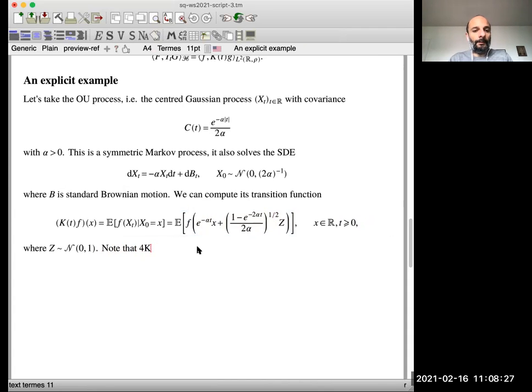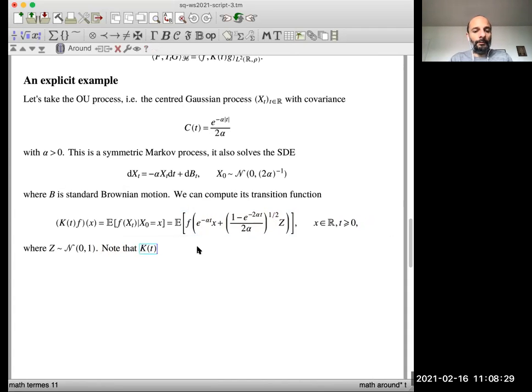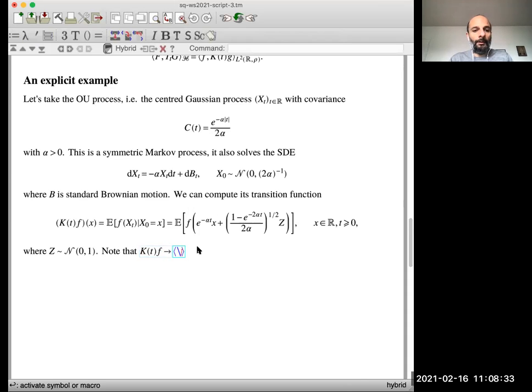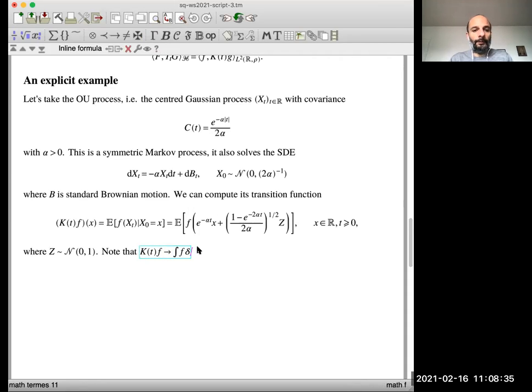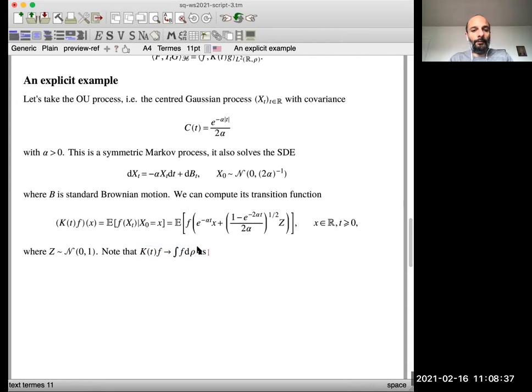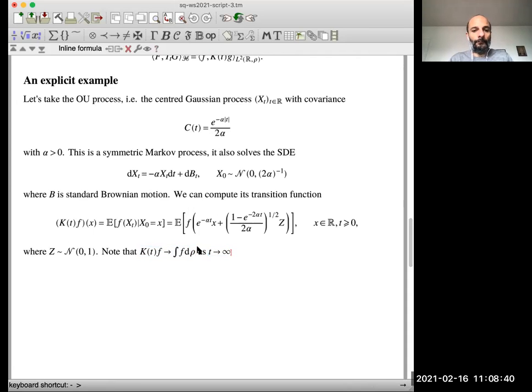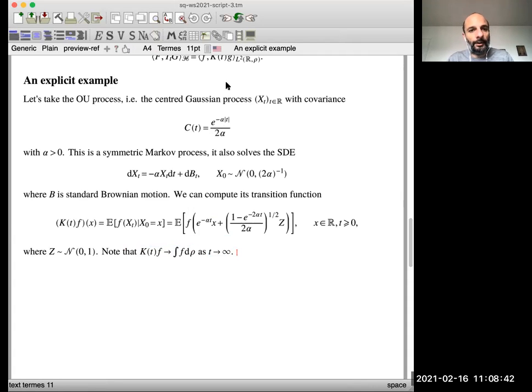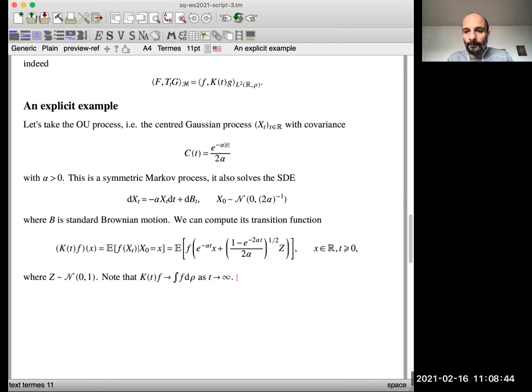I didn't say it before, but it's true in general that K_t of f converges to the mean of f, so the integral of f with respect to rho, as t goes to infinity. And this actually happens in the general context too. Convergence you have in L2, but of course, if you look at this formula, you have even a stronger notion of convergence here.